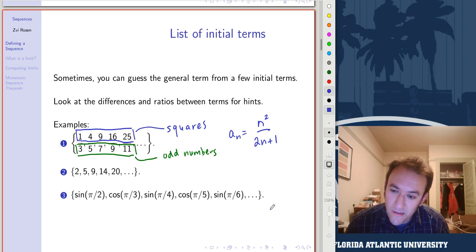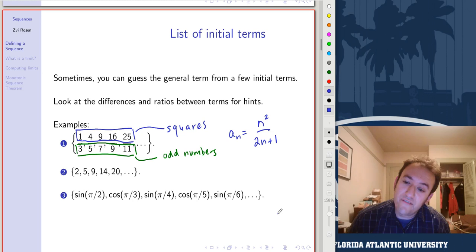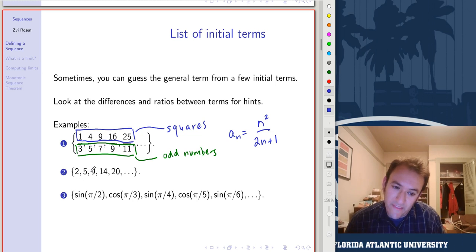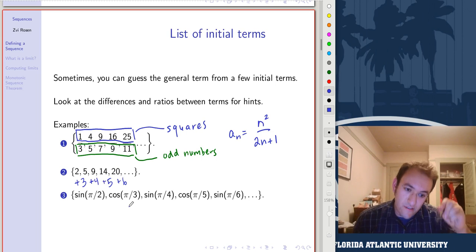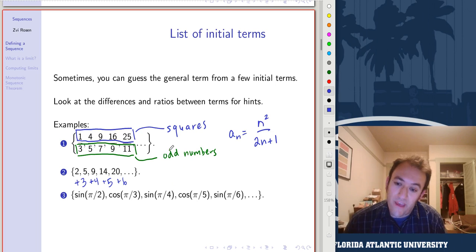Okay, let's look at number 2. We have 2, 5, 9, 14, 20, etc. Looking at the difference between these, it goes first plus 3, then plus 4, then plus 5, then plus 6. So this is a giveaway for a quadratic function. When you have differences that are steadily increasing in a linear way, that tells us we're looking at a quadratic function of n.